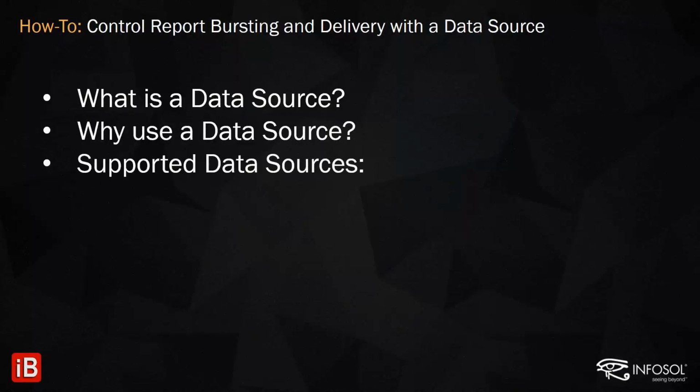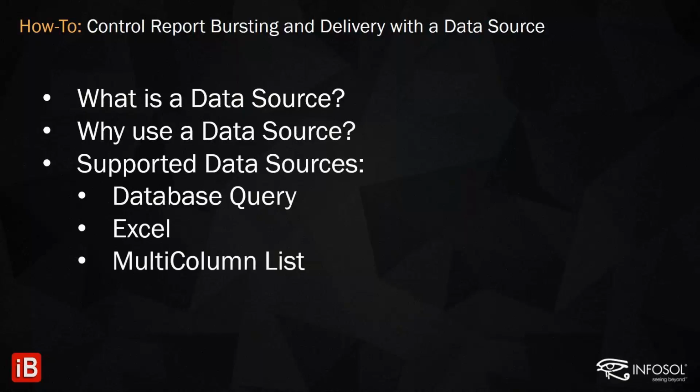For our purposes today, the supported data sources are a database table, so a query against a table. This can be a query or referencing a stored procedure or a view. And with the database connection, that can be Oracle, SQL Server, or any database that we can get to using an ODBC connection on the server. So a database query, an Excel workbook, and then the built-in data source in InfoBurst, which is called the multi-column list. Today we're going to be focusing on the first two, database query and Excel.